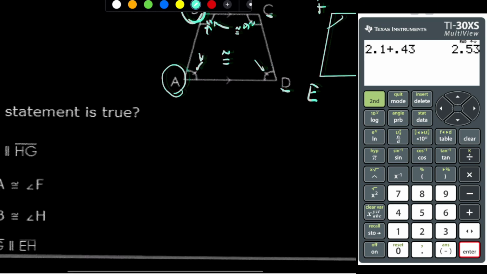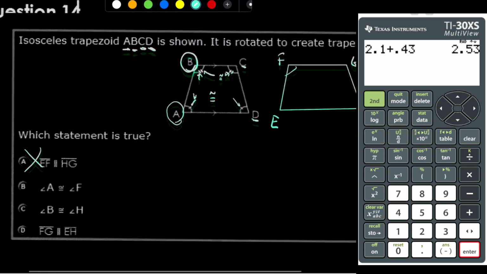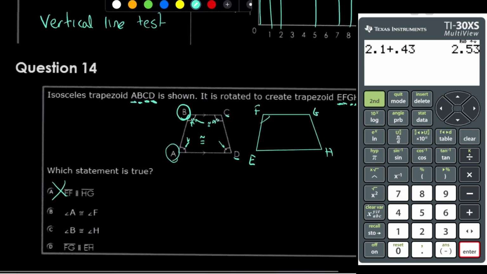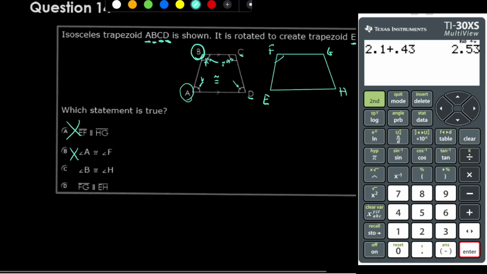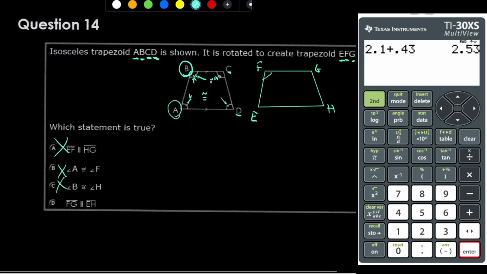which means that angle A and angle F would not be, nor would angle B and angle H, which means we're only left with one possible choice, which would be line FG is parallel to EH, which you can see in here by these arrows that they are parallel. So that is your correct answer.